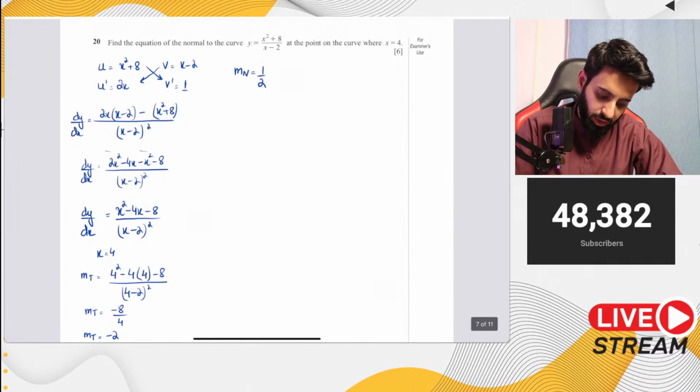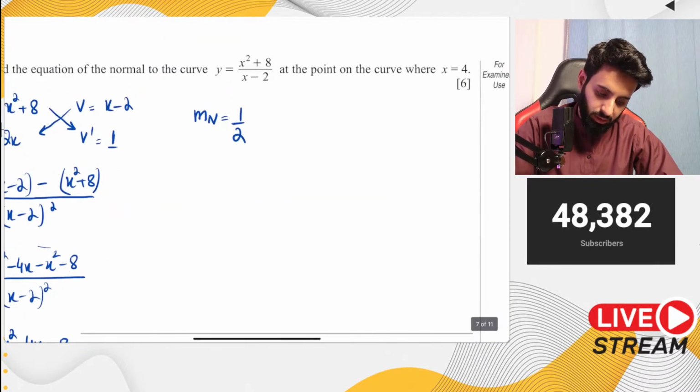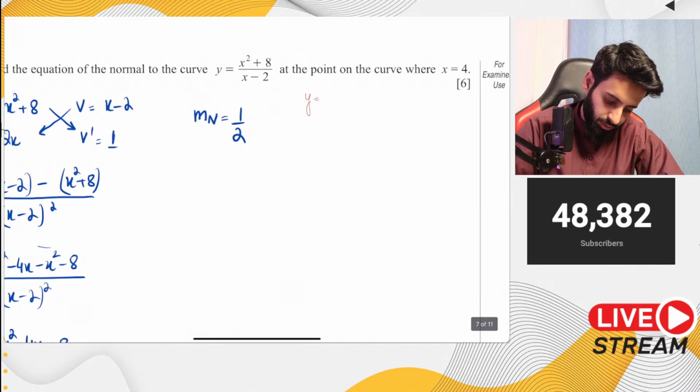Now that you know what x is, I would suggest that you find the value of y by plugging in x equals 4 in the equation of the curve. So when x equals 4, let's see what y is equal to. y is equal to 4 squared plus 8 over 4 minus 2.